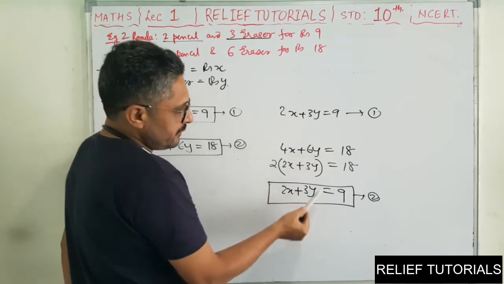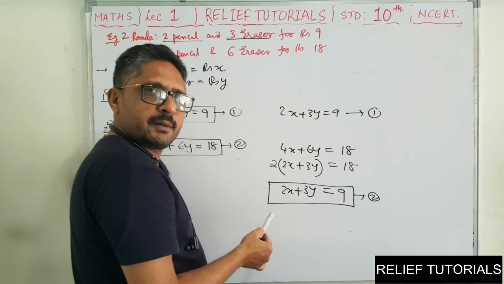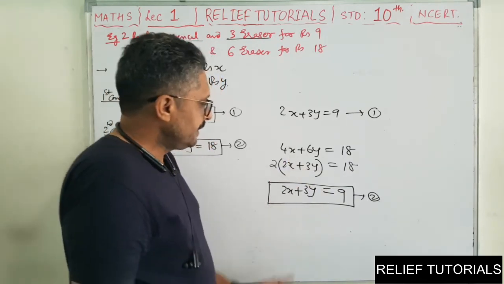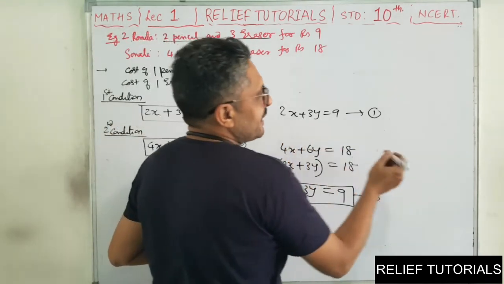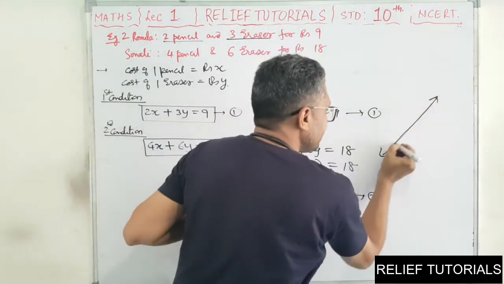6y divided by 2, you will get 3y. 18 divided by 2, you get 9. So from now onwards, we will not take common, but we will divide each term. Both are the same. So now both equations are the same equation. You draw this equation graphically, you will get a line. This is also the same, so you will get the same line.